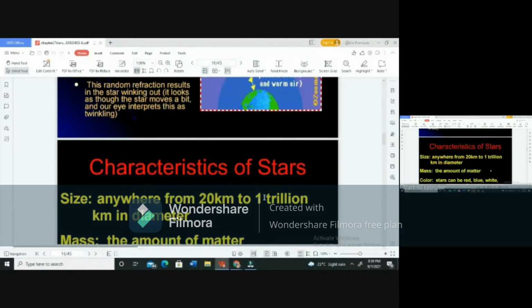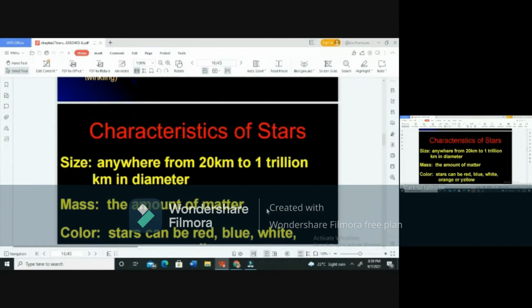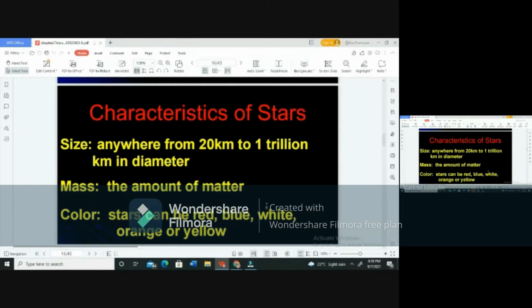Okay, now let's discuss thoroughly about stars. So what are the characteristics of stars? Actually, the characteristics of stars are sizes, masses, and color. Let's start with sizes. Anywhere from 20 kilometers to 1 trillion kilometers in diameter.